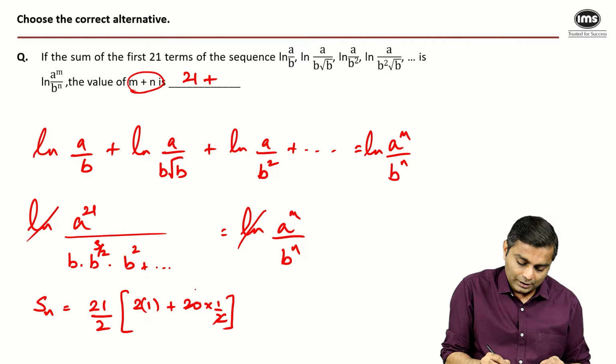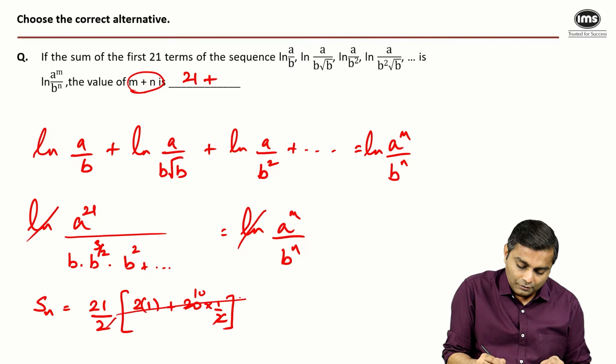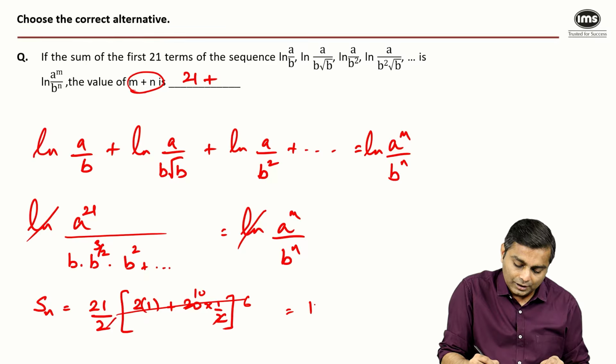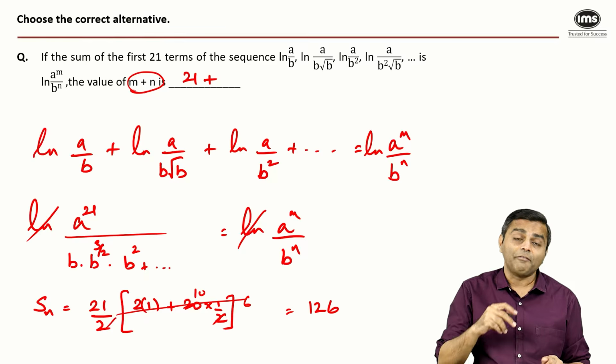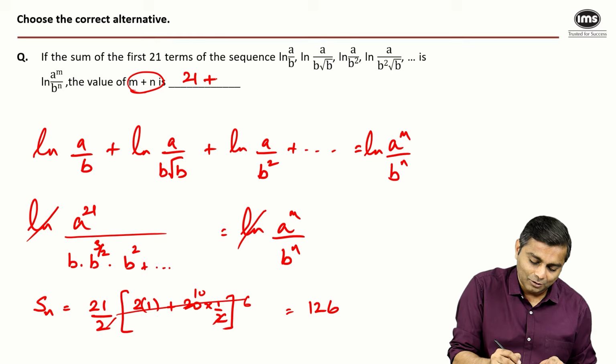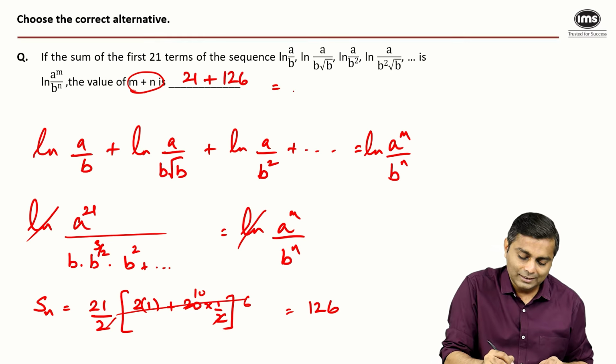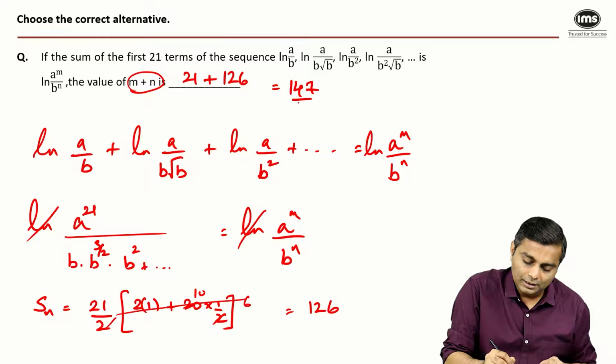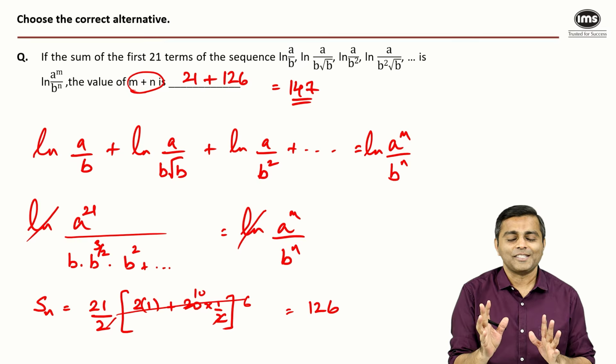Okay, so this is 10 plus 2, 12, and we cancel with 2. So this will give us a 6. So 21 into 6 is 126. So the value of n is 126. So 21 plus 126. Do we have an answer here? 147. Yes, this is my answer for this particular question.